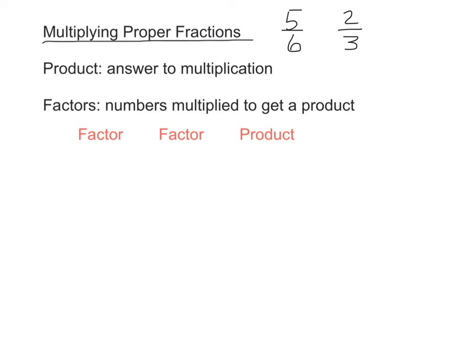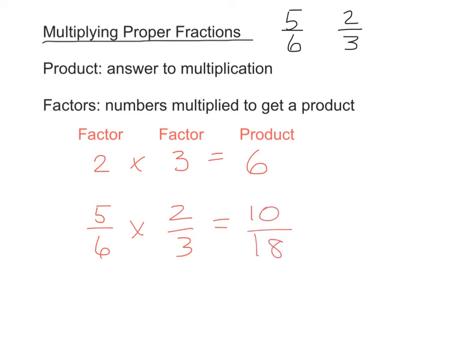So, for example, if I wanted to take 2 times 3 to get 6, 2 and 3 are the factors, 6 is the product. Or I could take 5/6 times 2/3, and those would be factors, and my product would be the answer when I multiply. In this case, 10/18 or 5/9. This is what our lesson is today, is how did we get these answers.